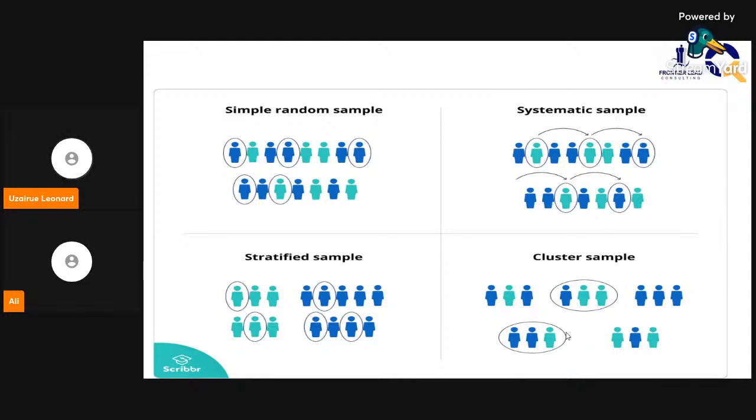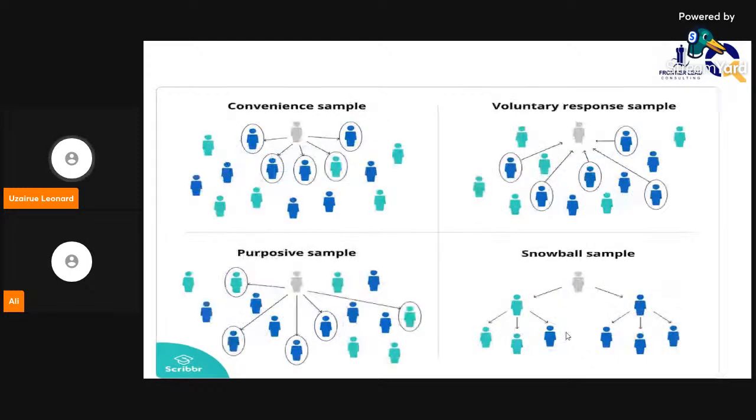Now for the non-probability sampling examples. You can see that there's what we call the convenience method. Now he just collected all the ones that are just close to him.